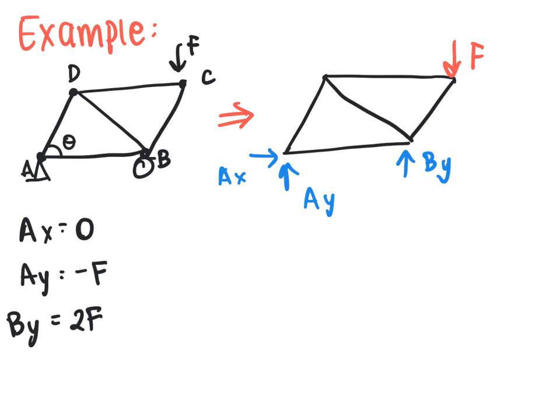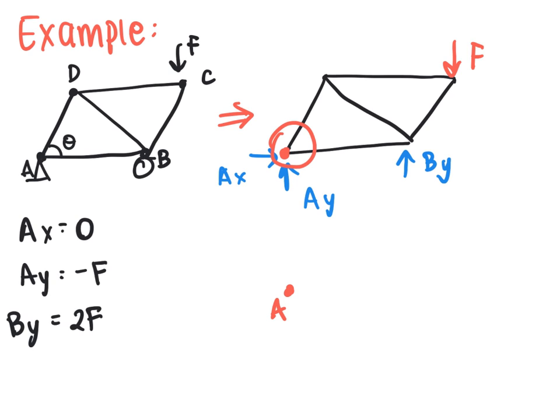So in the next slide, we're going to do the method of joints. We're going to apply this concept by cutting it up and applying it to a joint. So just for reference, we're going to be doing it along point A, right here. And what we're going to do is we're going to isolate that point and cut it up.